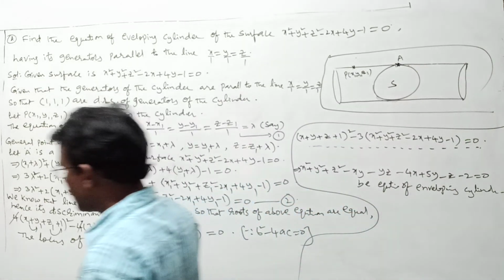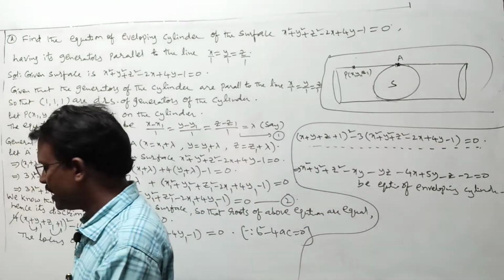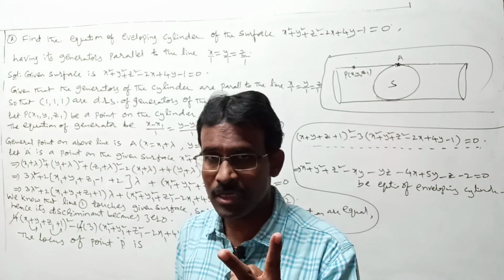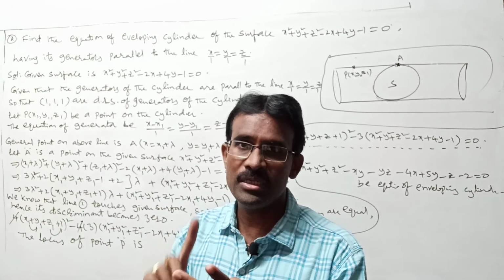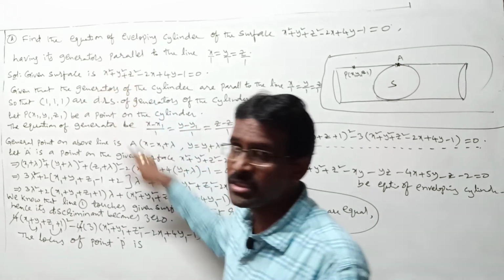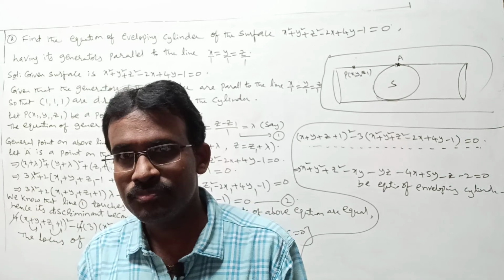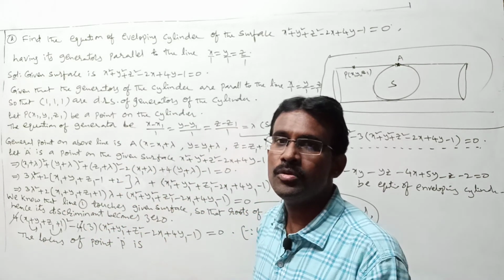This completes your cylinders as well as unit number 2. In unit 2 I already told you two topics are available. One is cones and the other one is cylinders. This completes your cylinders, so that you can complete your total unit number 2. This is about your complete unit number 2.